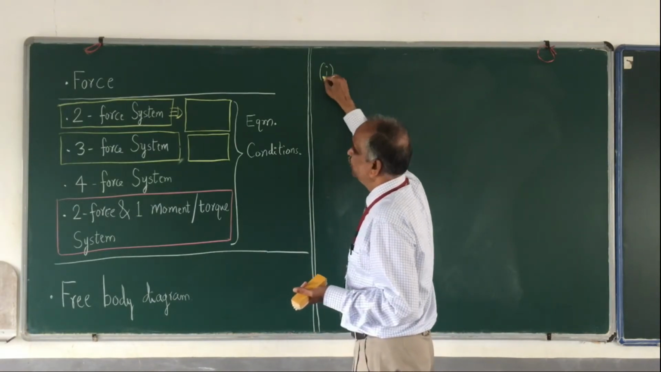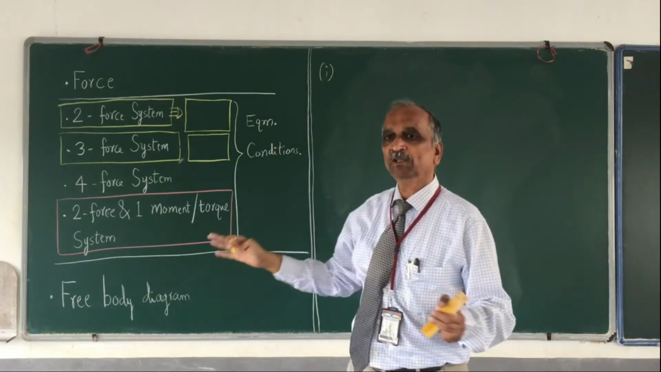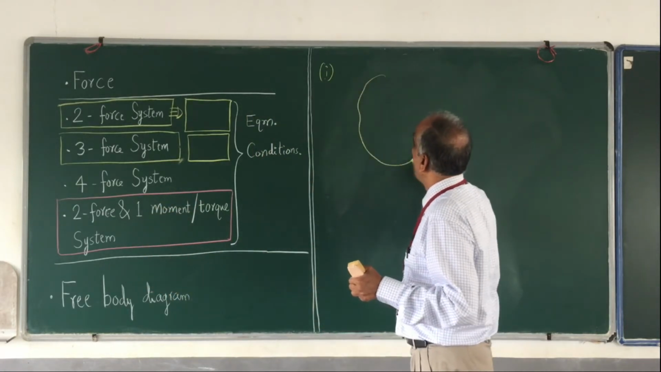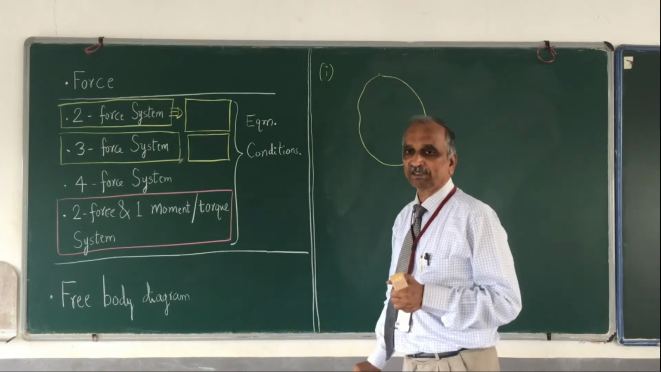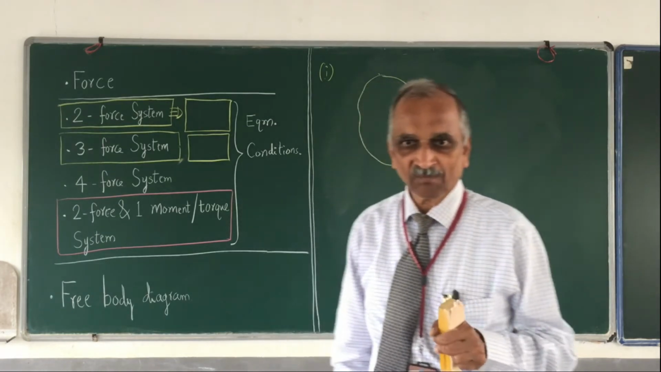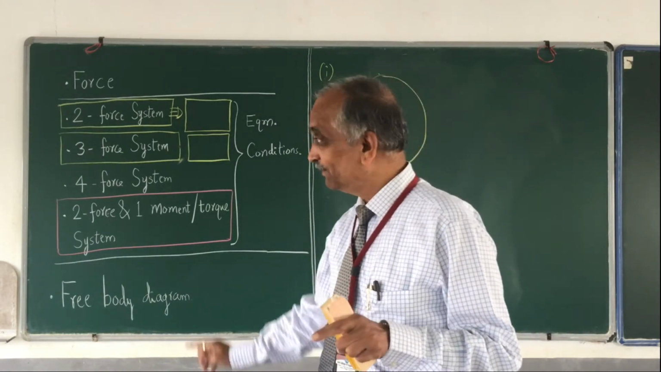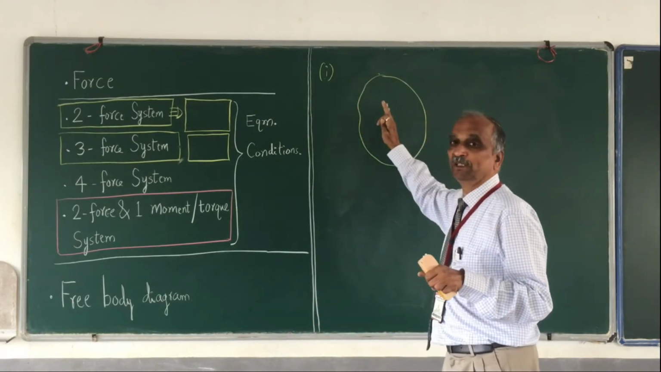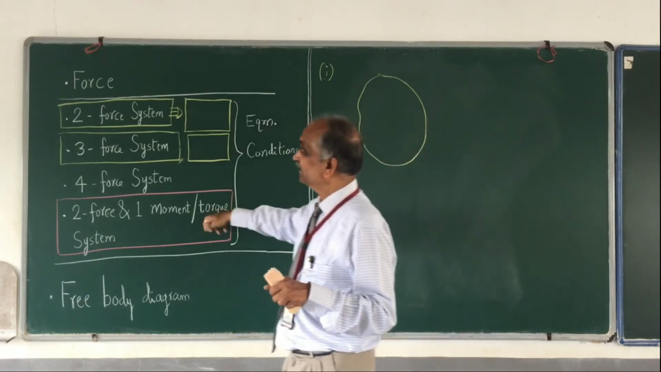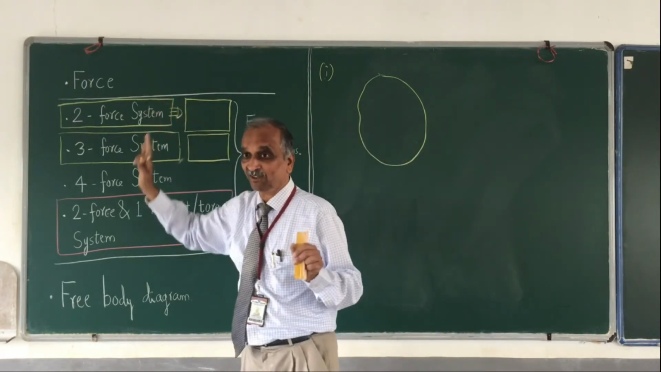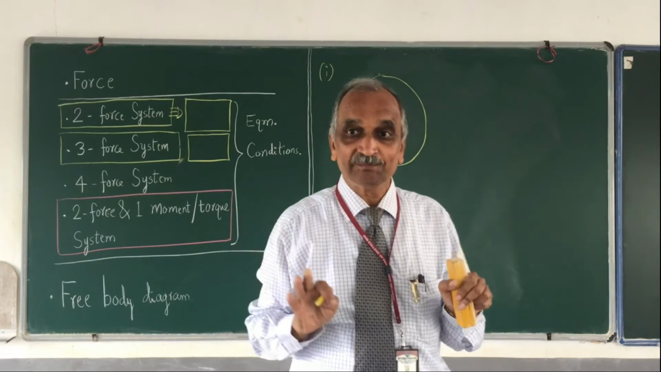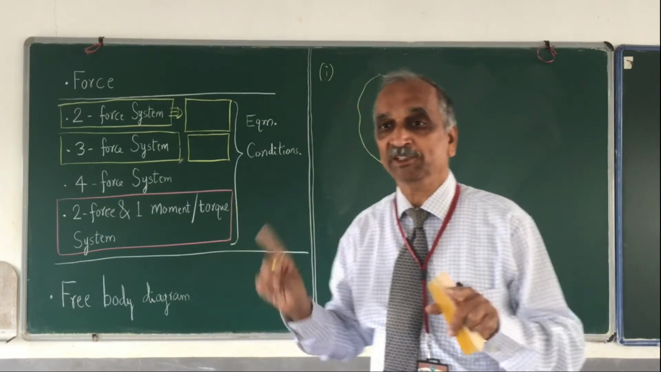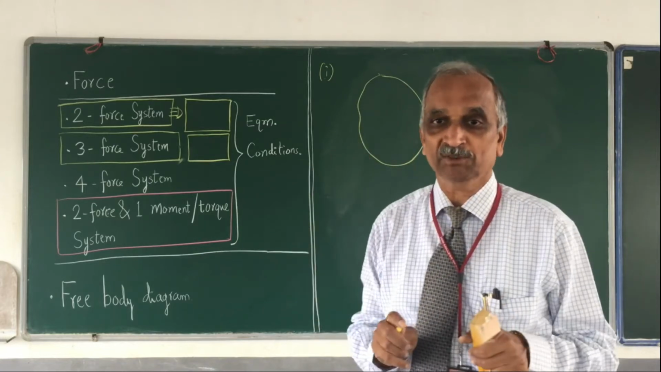So what is that? Two forces are known and one moment is unknown. Please remember, it is not subjected to only two forces and remains in equilibrium state. In that case, it would have been the first case. It is not that. I also have a moment. I have two forces and also have a moment. Then only it will remain in equilibrium state.